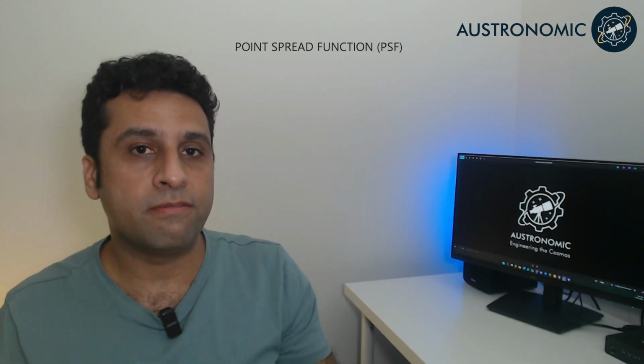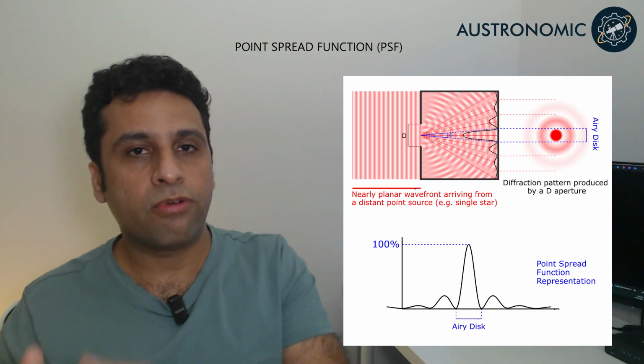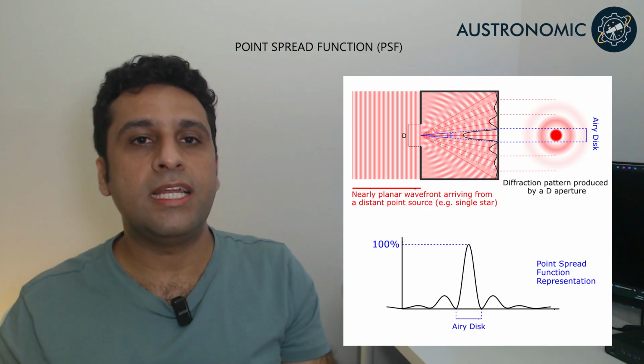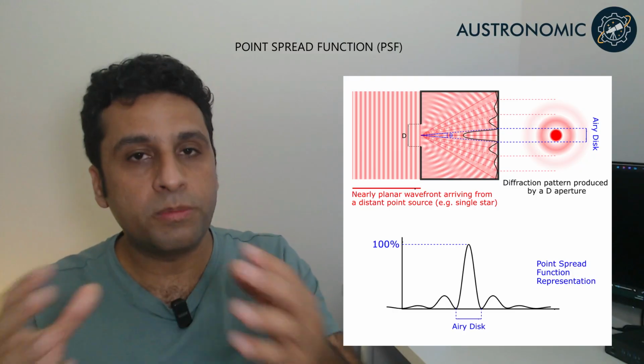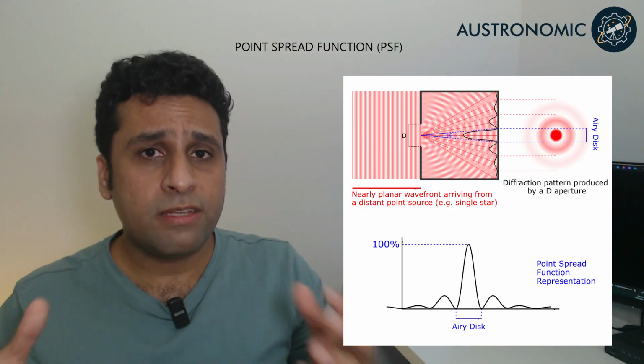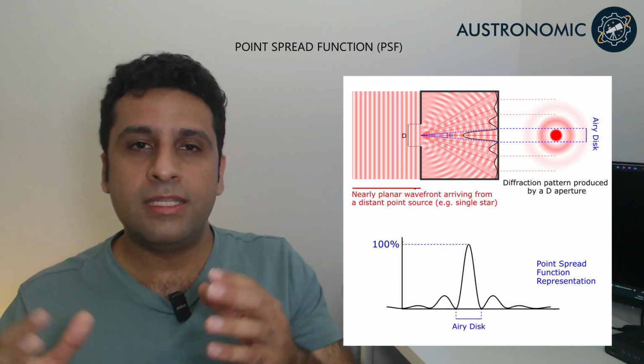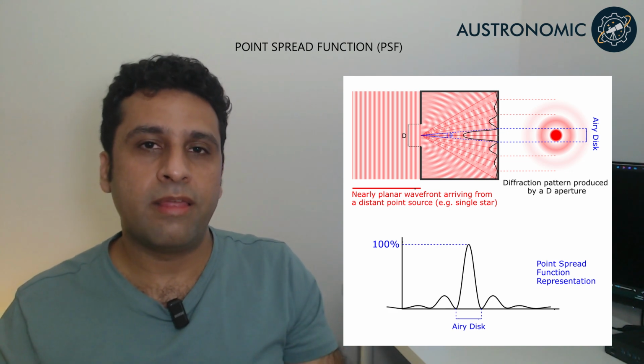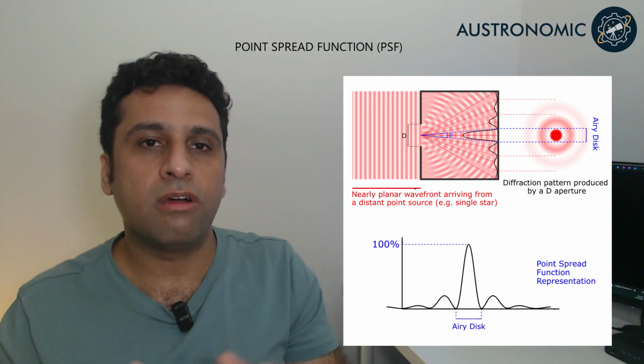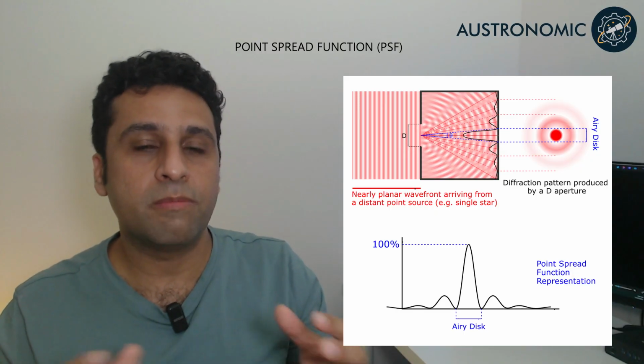Up to this point, resolution has been defined in terms of separating two sources. But the telescope also forms an image of a single point source, a star, and that image has a finite width. The image is described by the point spread function, or PSF. It represents how light from a single point source is distributed in the focal plane after passing through the optical system. For a diffraction limited circular aperture, this distribution is the Airy pattern. The Airy disk refers to the central region of this pattern, bounded by its first minimum.